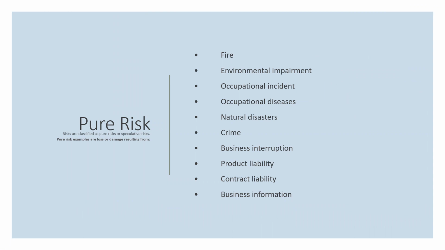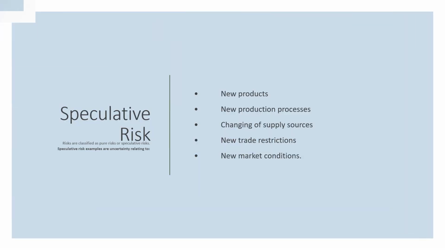What is the difference? Well, risks are classified as pure risks or speculative risks. Pure risks are examples of loss or damage resulting from fire, environmental impairment, occupational incidents, disease, natural disasters, crime, business interruption, product liability, contract liability, or business information. Speculative risks, on the other hand, are examples of uncertainty relating to new products, new production processes, changing of supply resources, new trade restrictions, or new market conditions.